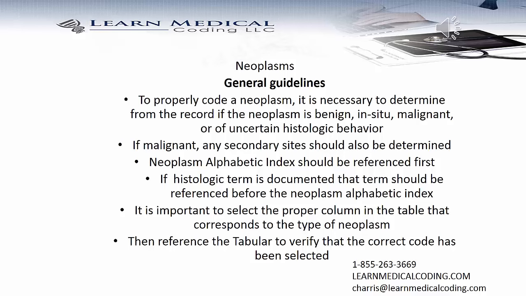Then you're going to reference your tabular list. Your tabular list is found in the back of your ICD-10-CM book in most cases, and you're going to go there and verify your code to make sure you're coding it correctly. Whenever you're verifying your codes in your tabular list, you will receive additional information. You're going to be told whether additional digits are required. You're going to be given more instructions. So it's going to be vital for you to make sure you go back to your tabular list.